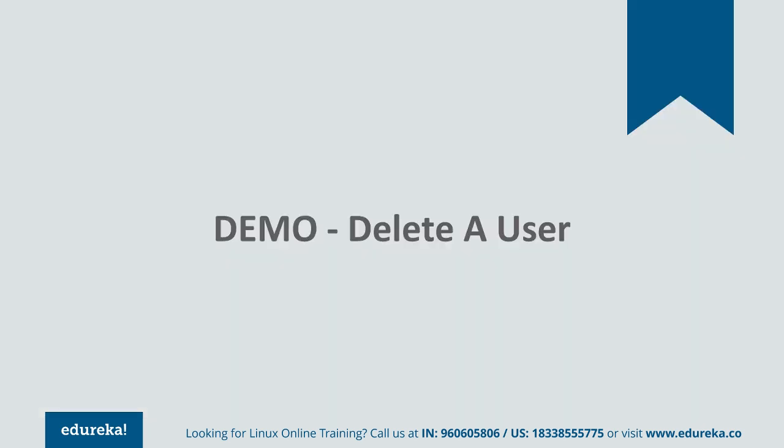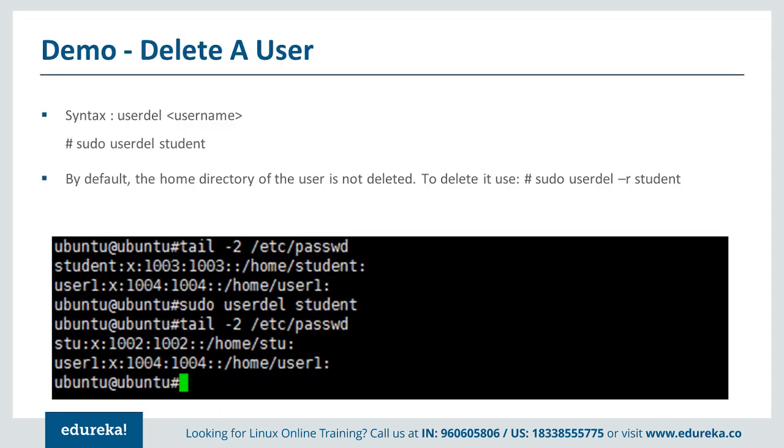To delete a user, just like useradd, there is userdel. So it's kind of the same. Right now, what we have seen is that if we run the tail -2 command, we can see the previous student was there, and there is a new user, user1, with UID 1004 and group ID 1004, and home directory user1. Now the system has deleted the user with userdel student. Then we are back again to the original stage where we had stu and now user1, which is newly added. But the student which we added is now deleted.